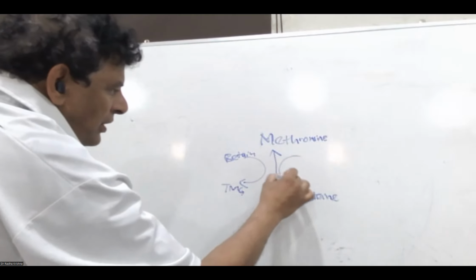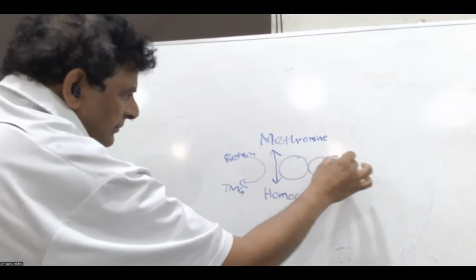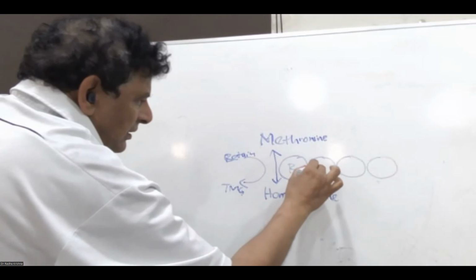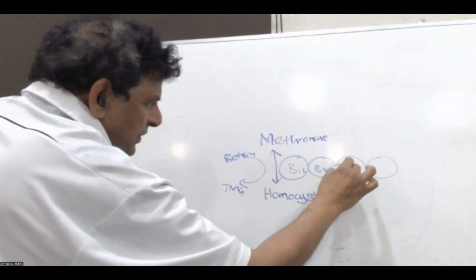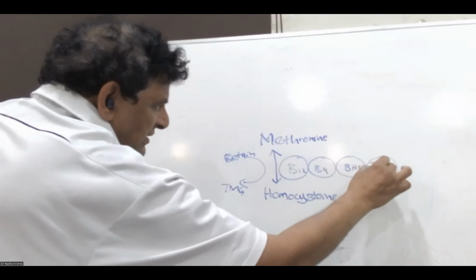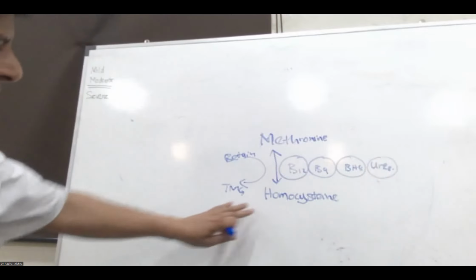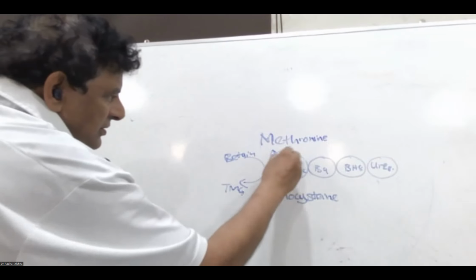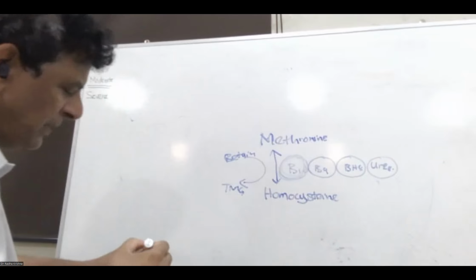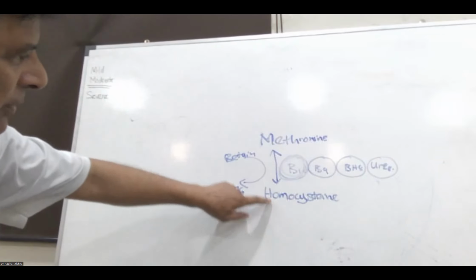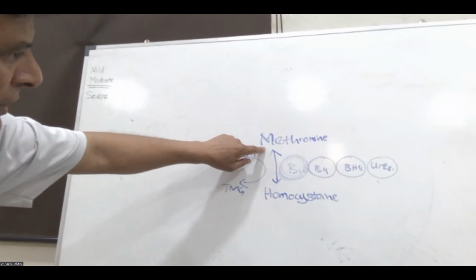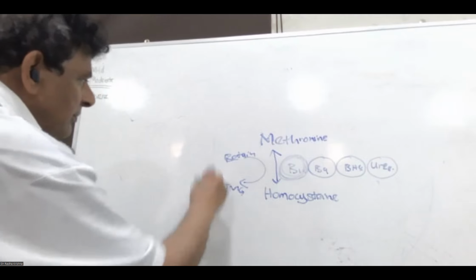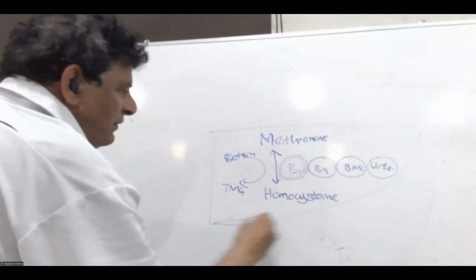Okay, and it has 4 rings. The first ring is B12. This is B9. This is BH4. This is urea cycle. So that means if you have a deficiency of B12 here, it means that homocysteine is not able to convert to methionine, and methionine is not able to convert to homocysteine. It means you're having a fatty liver.